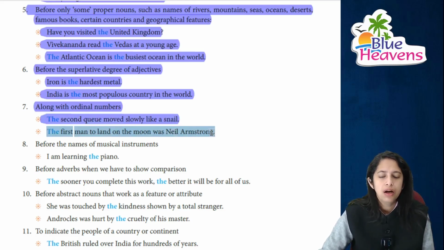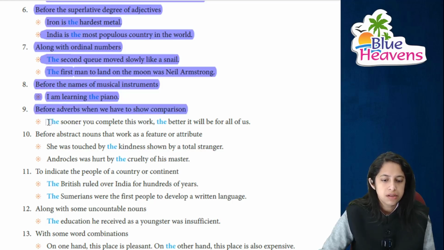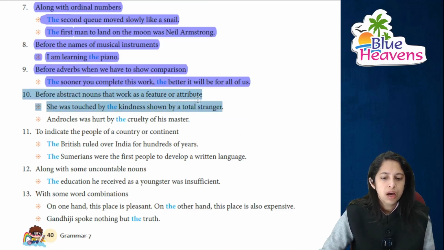The first man to land on the moon is of course Neil Armstrong. Before the names of musical instruments: I am hearing the piano. Before adverbs that are used to show comparison: the sooner you complete the work, the better it will be for both of us. Before abstract nouns, which work as a feature or an attribute: she was touched by the kindness of a total stranger, right?